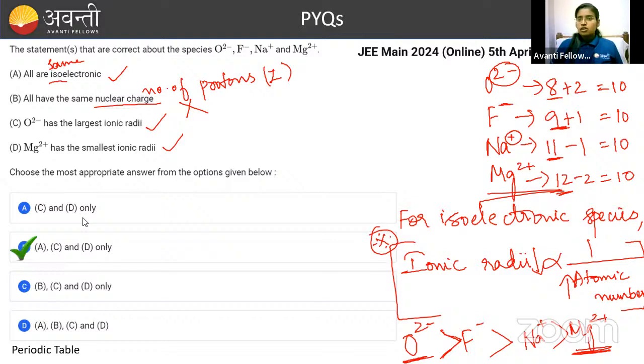Is it clear for all of you? Students, those who have gone for option A as the correct answer, is it clear now? Statement A is also correct because they are all isoelectronic species. Abhishek and Manik, is it clear? Any doubt?